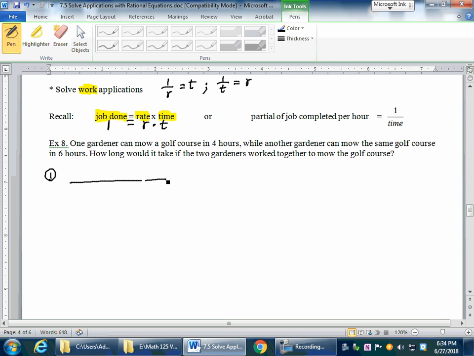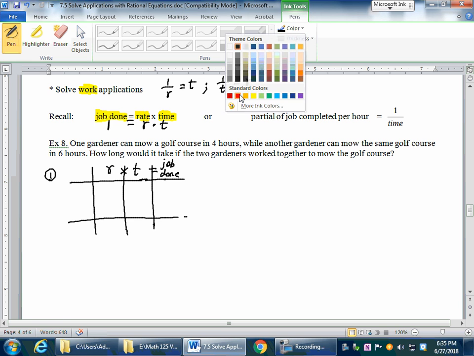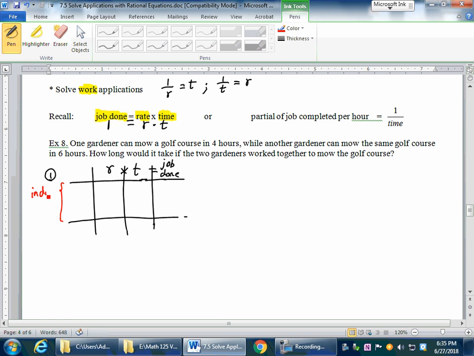To organize this type of problem, I'm always going to use a chart, because we can use the formula. So it will be rate times the time is equal to job done. Rate times the time is equal to job done. In here, we're going to have a scenario like this. The individual case is going to go right here. Let me rewrite this. I want to fill in the individual case right here, and then the last portion, we're going to put together. The together idea will help me set up the equation.